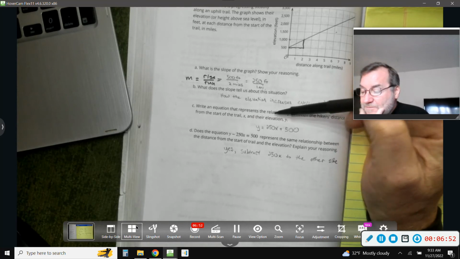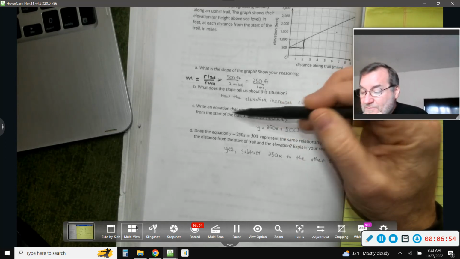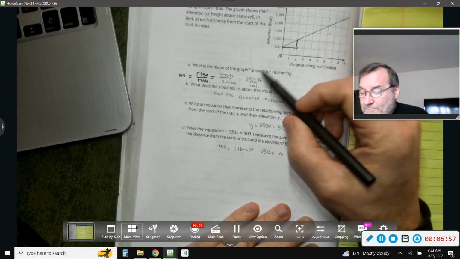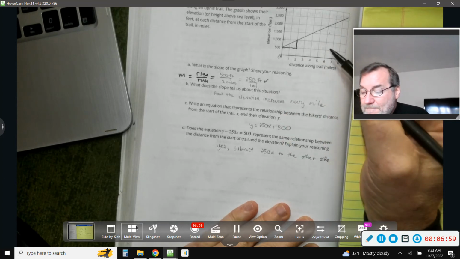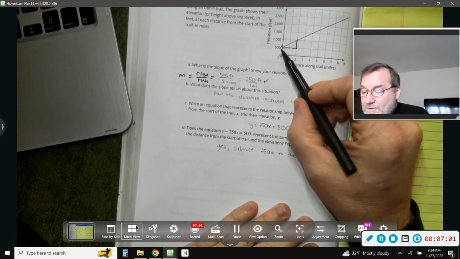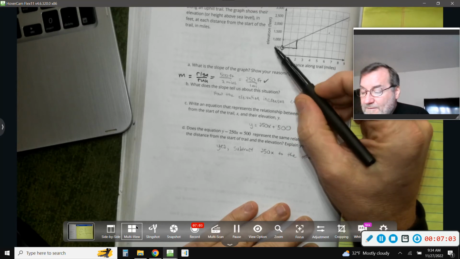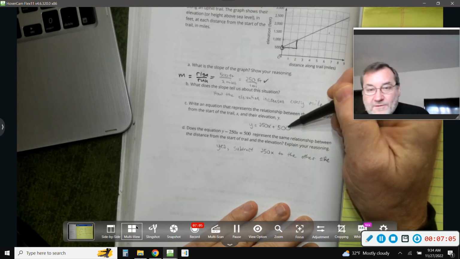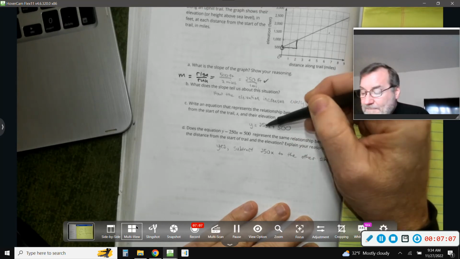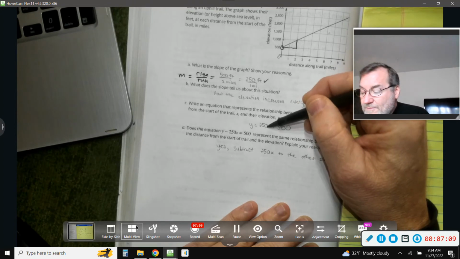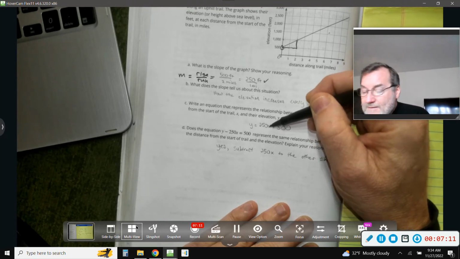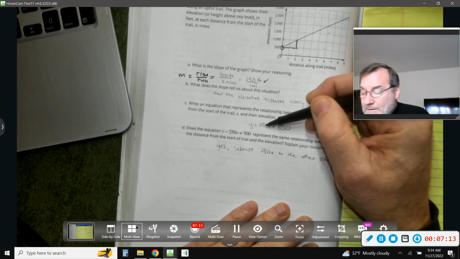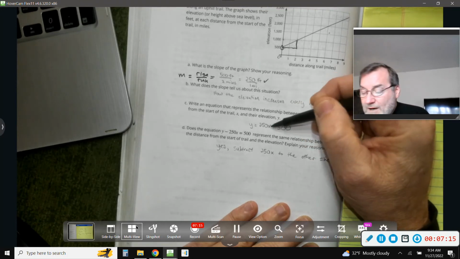Write an equation that expresses the relationship between the hiker's distance and elevation from start to finish. Very simple. We figured out the slope. It's right there. And we know the y-intercept is right there. It's (0, 500). The 500 we're going to use right there. And the slope is 250 feet per mile times the number of miles. So there's your equation that you should have gotten at this point.